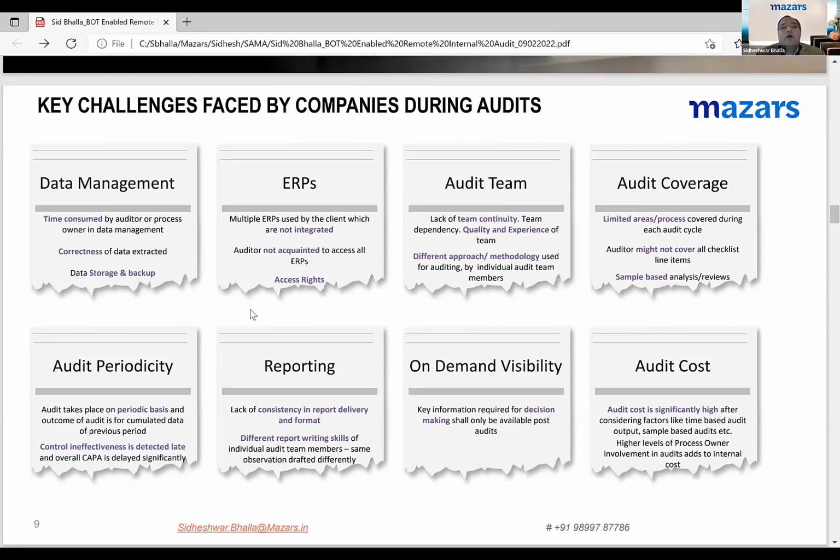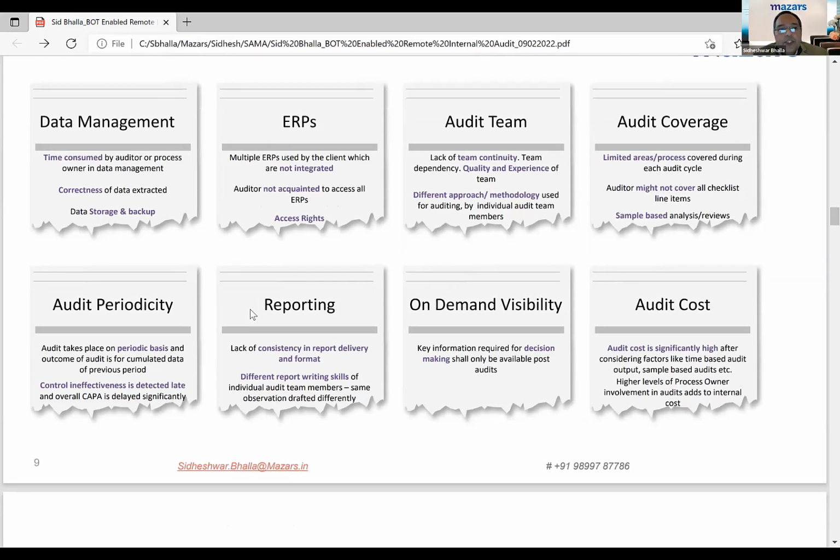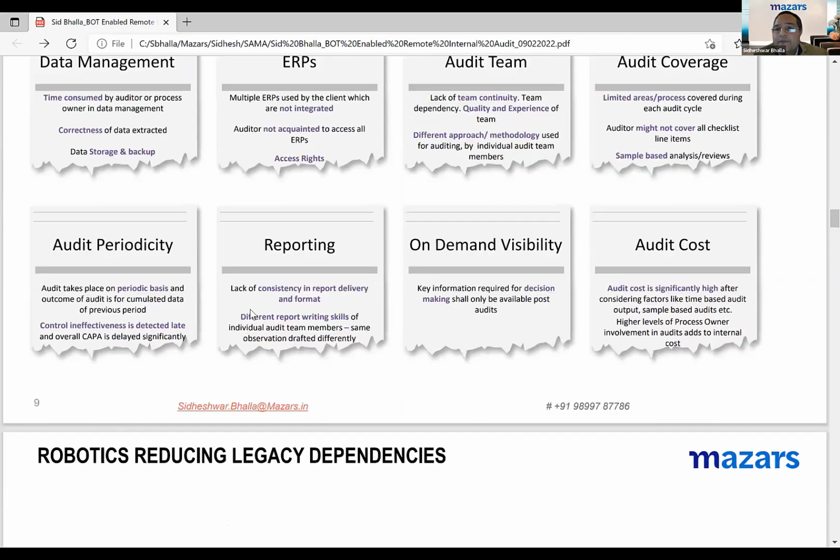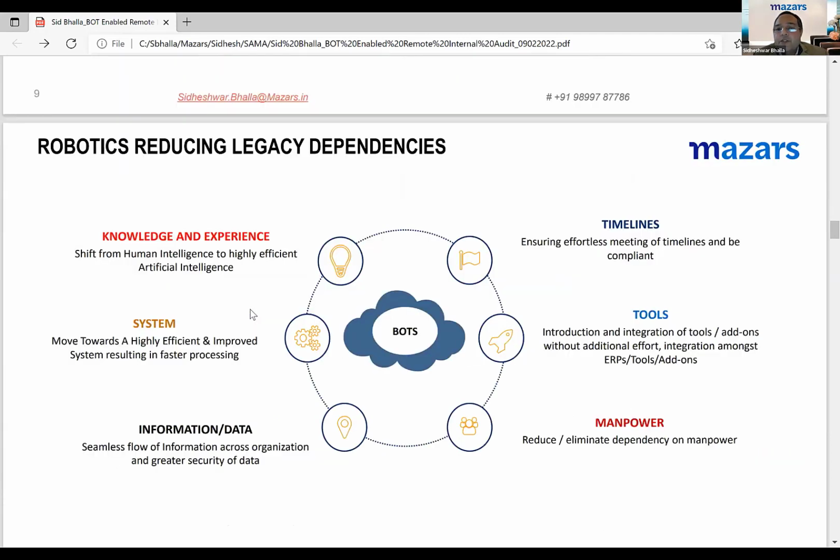Now, how do these robots reduce the legacy dependencies which are there? Shift of human intelligence to highly efficient artificial intelligence. Move towards a highly efficient and improved system, resulting in faster processing. Seamless flow of information across the organization and greater security of data. Where I'm basically coming from is that if you look at the challenges which we saw, somewhere those things are getting addressed. So I don't want to repeat it at the end, that there's a manpower dependency which is getting reduced and all those things. I think it's a clear-cut thing.